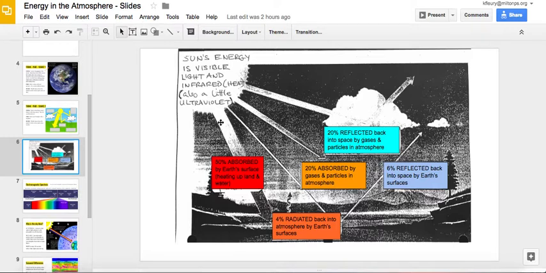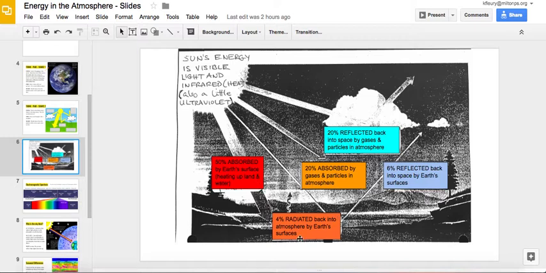Here you go. This is the big whopper. 50% is absorbed by the Earth's surface, so that heats up the land and the water. 6%, so very little, of the sunlight is reflected back into space by Earth's surface. So some of it actually reaches Earth's surface and then is sent back into space.